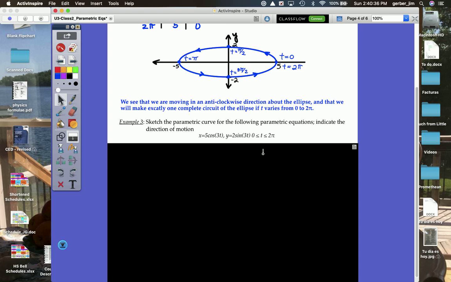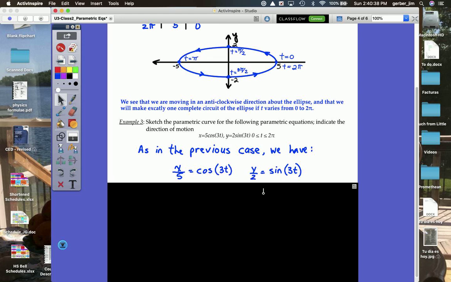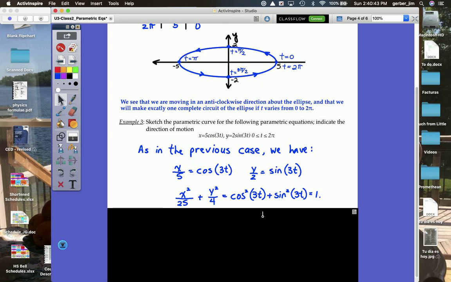Well, just like in the last case, we can isolate our cosine 3t and our sine of 3t. We can square those, and cos squared 3t plus sine squared 3t still equals 1. We get exactly the same equation we just had: x squared over 25 plus y squared over 4 equals 1. It's exactly the same ellipse we just had. The difference is, now, this y function and this x function, instead of having a period of 2 pi, have a period of 2 pi over 3. In other words, we've had a period adjustment.